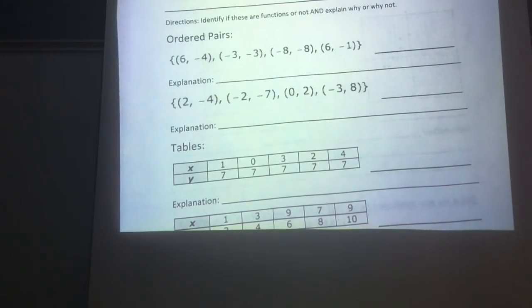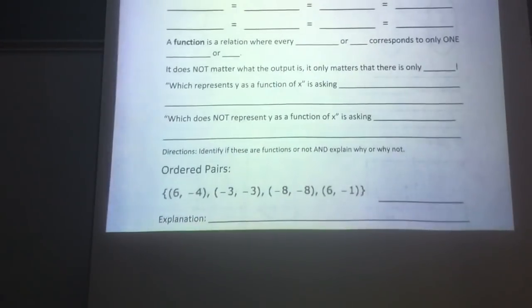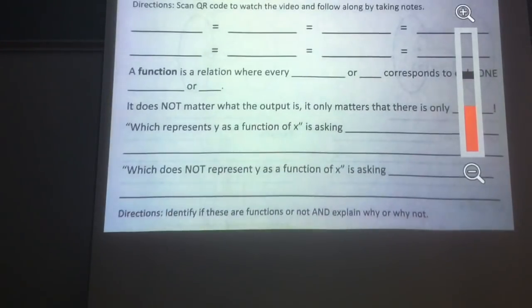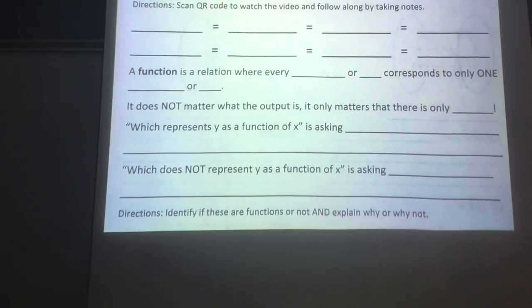We're going to go ahead and look at the notes to identify function, not a function. So we're going to start off by identifying the parts that I'm looking at when looking for a function. So I'm looking at my input and my output.